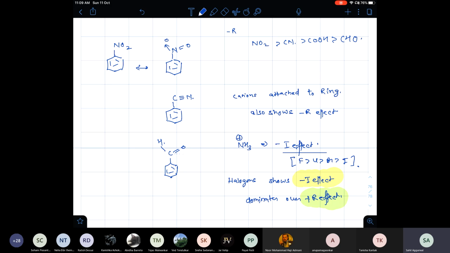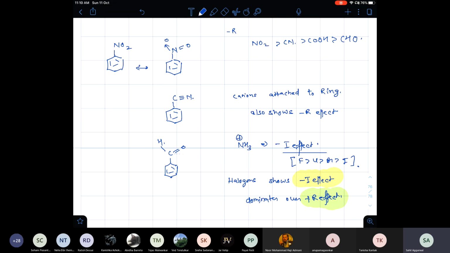Any doubt in here? I said those atoms which have a lone pair of electrons attached to the ring generally show plus R effect. They donate electrons to the ring. Only halogens are the exceptions, which because of their high electronegativity show minus I effect instead of plus R effect. Okay, Aman. Order. Understood?